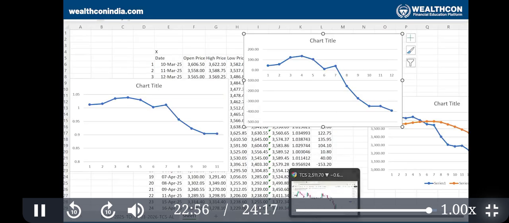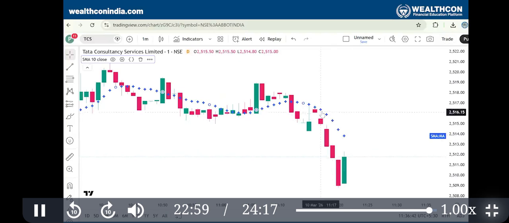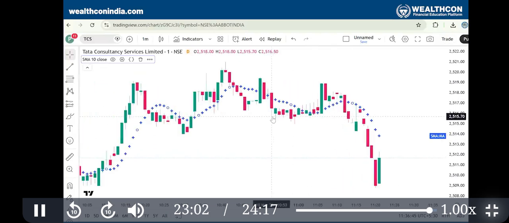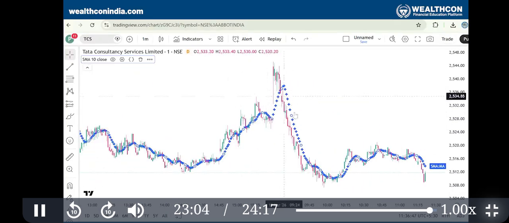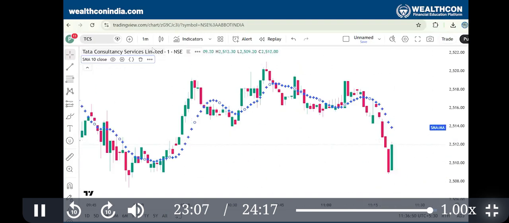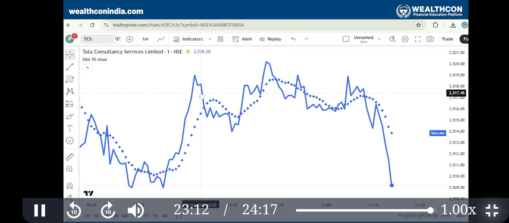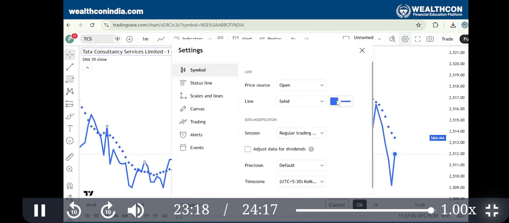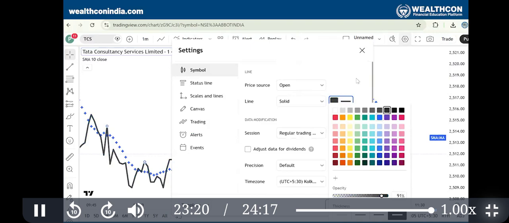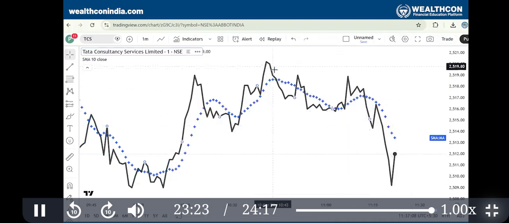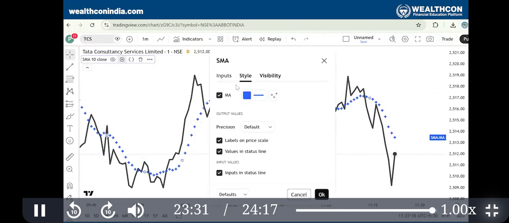This calculation is the number. When we join these dots, it automatically becomes a line. So if you make only the price line, a line chart, this was the original price chart. If I make it a different color, black, so this black one is the original price chart, and this blue one is the average price chart, the moving average price chart. We can make it linear as well, so it looks like this.